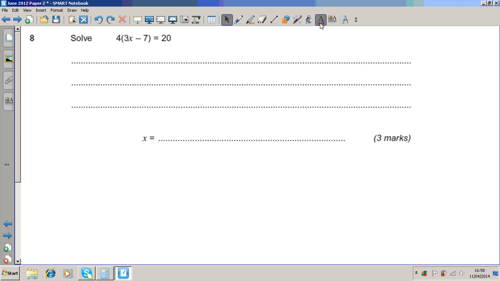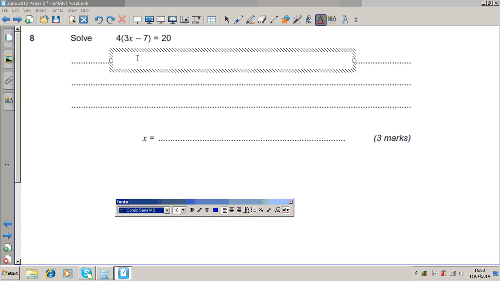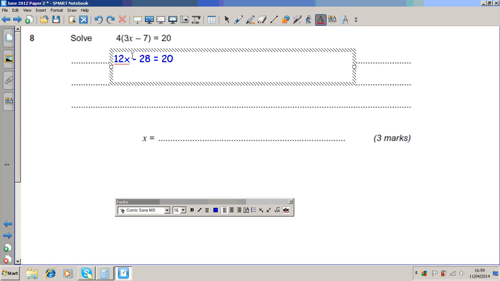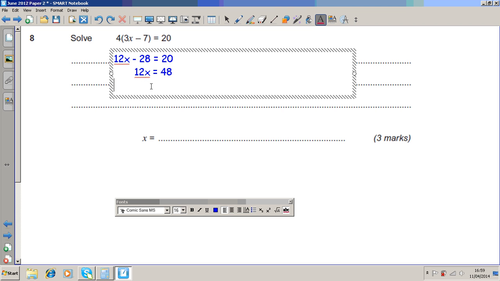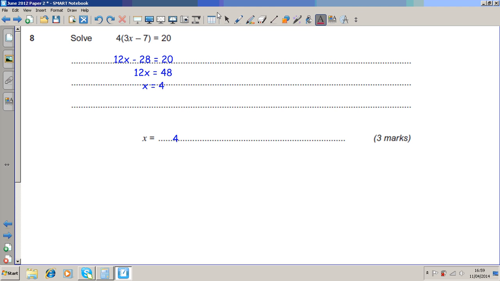Number 8. Solve. Yay, algebra. Now, you could divide by 4 and get 3x minus 7 equals 20, but I always go with the fact that when there's a bracket, I want to get rid of it. So 12x minus 28 is going to equal 20. Next line, if I add 28 onto here and add 28 onto there, I'm going to get 12x equals 48. Now if I divide by 12, I'm going to get x equal to 4. And that will be my answer. x equals 4.